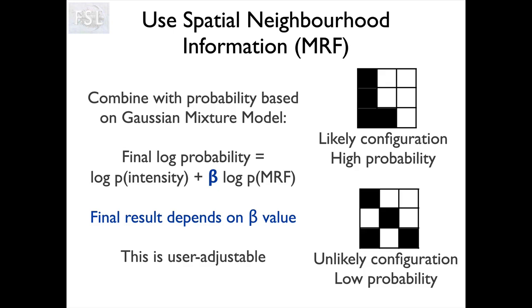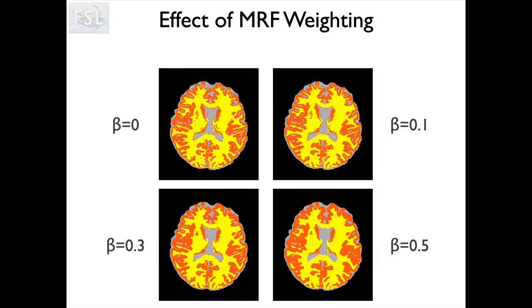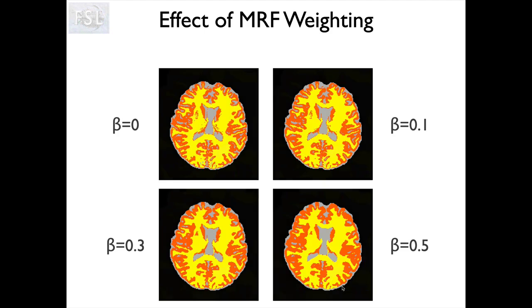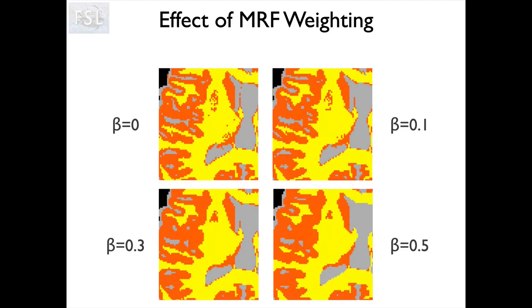To give you an idea of the effect it has, here are 4 different segmentations for the same brain with different beta values. If we have beta equals 0, it's actually throwing away all that neighbourhood information, so it's not using it at all. And then when we go through to beta equals 0.5, it's using it much more strongly. Beta could go even higher than that, but you can already see the effect here. If we zoom in a little bit more, it's even more obvious.